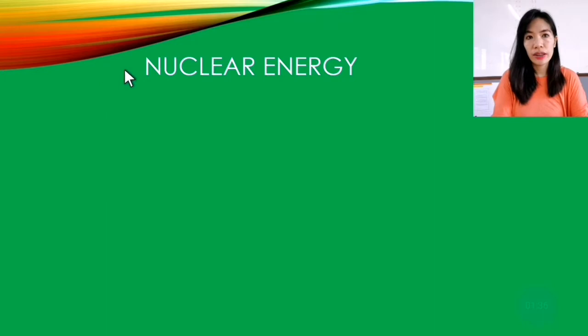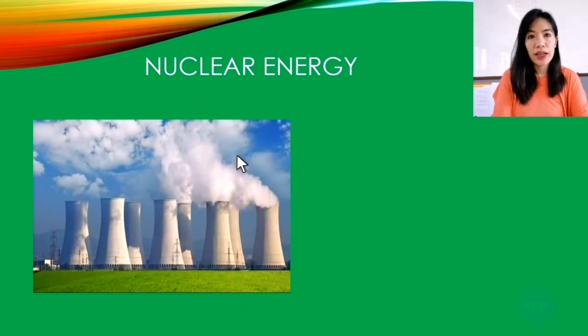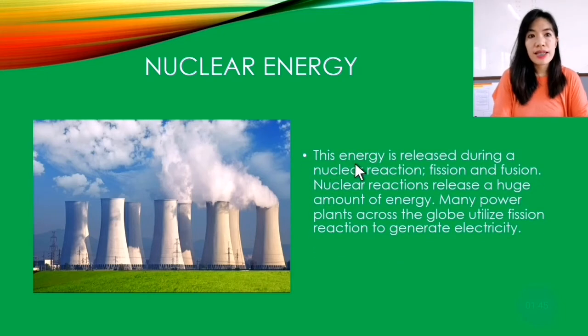Nuclear energy. This is an example of a nuclear plant. This energy is released during a nuclear reaction, fission and fusion. Nuclear reactions release a huge amount of energy. Many power plants across the globe utilize fission reaction to generate electricity. This is one way to generate electricity aside from hydropower energy.